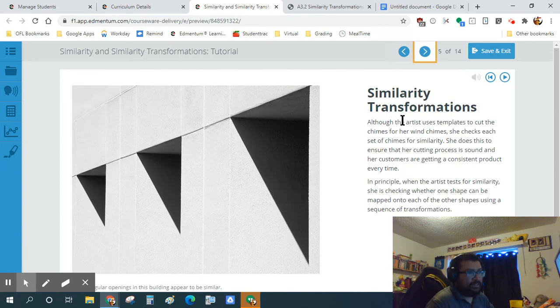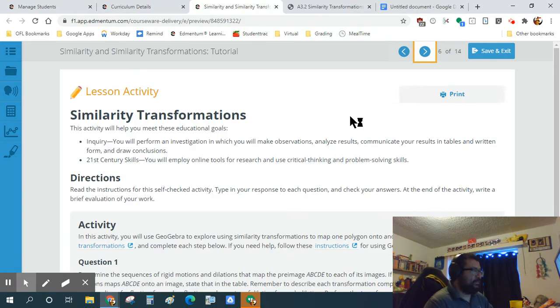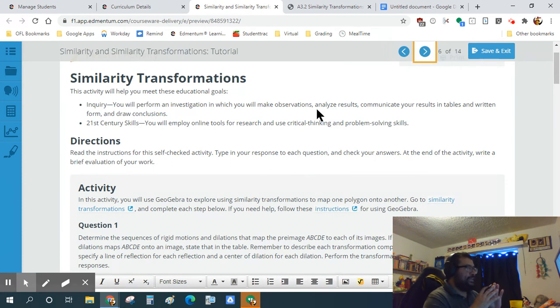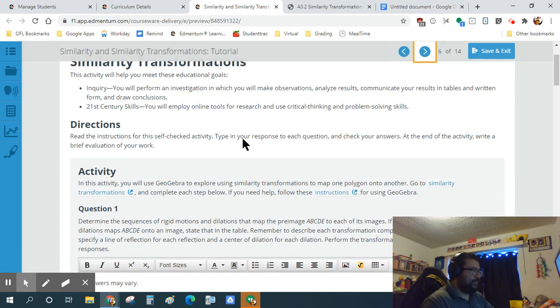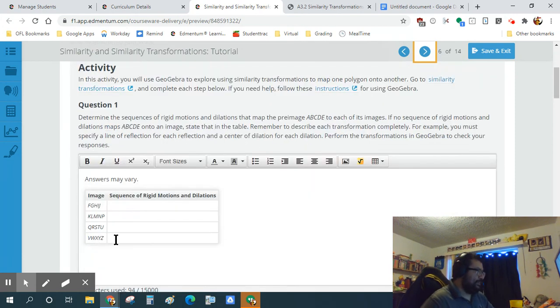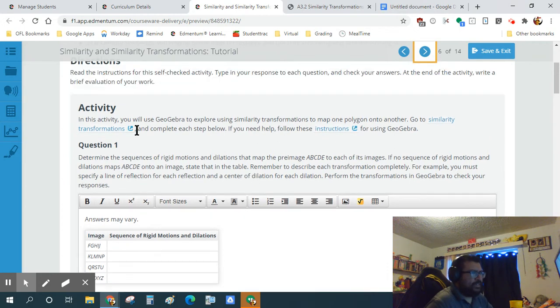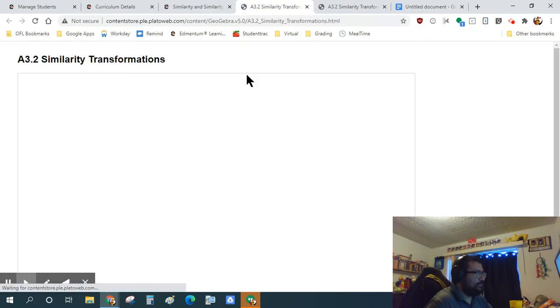So similarity, again, is just this idea of things either getting bigger or smaller. That's mainly what similarity is. It's the same shape, so the angles are the same, but the sizes are not. So right here, we're going to talk about certain shapes and how we can map them on there. I find it very weird that they're making you go through this, but luckily, we're just going to go over these.